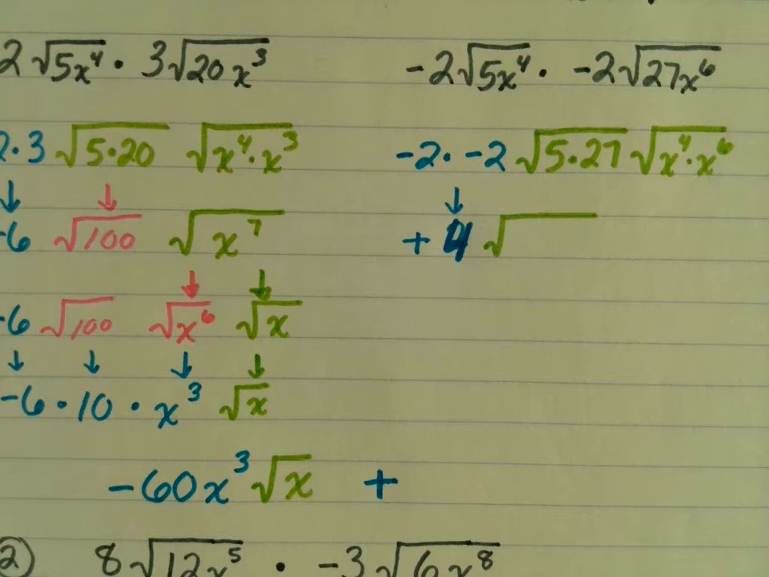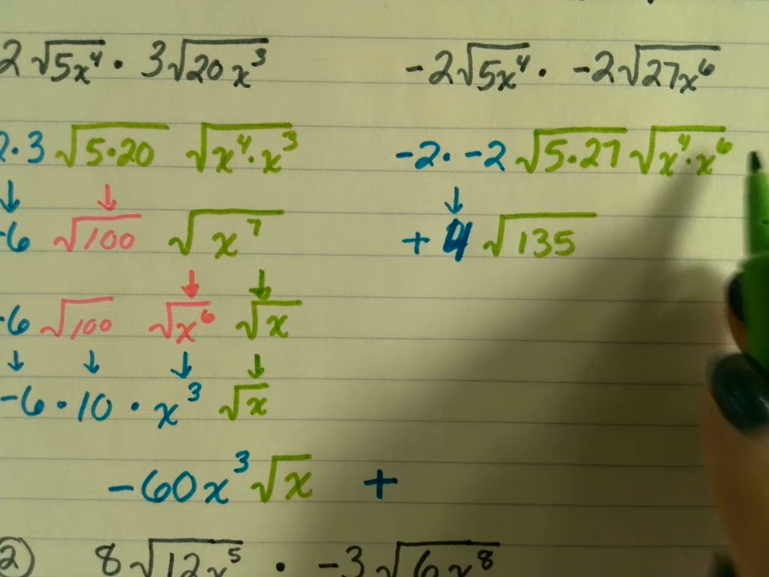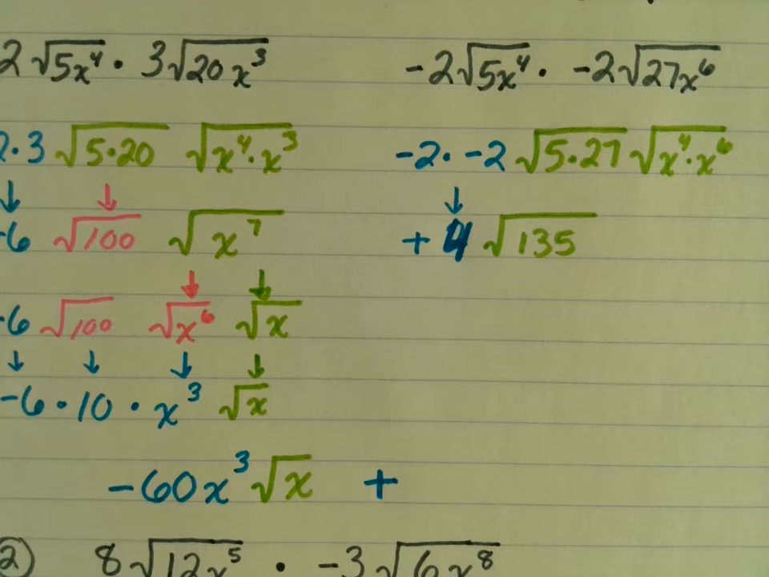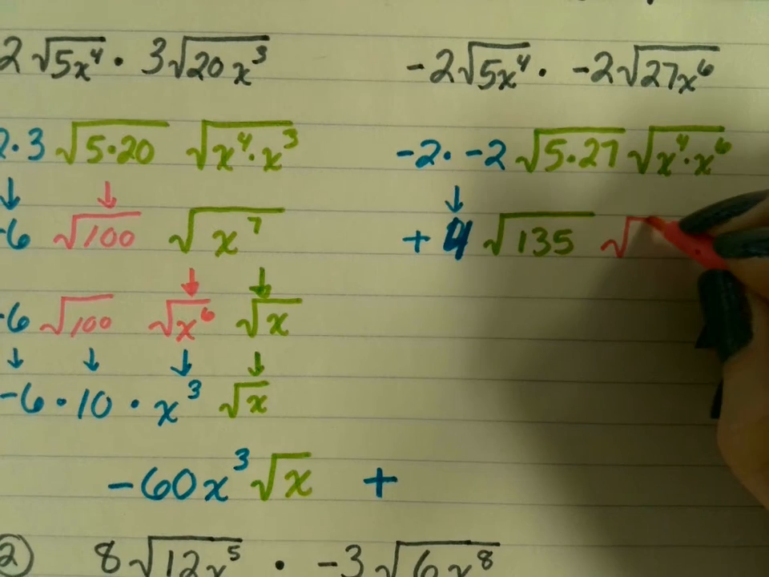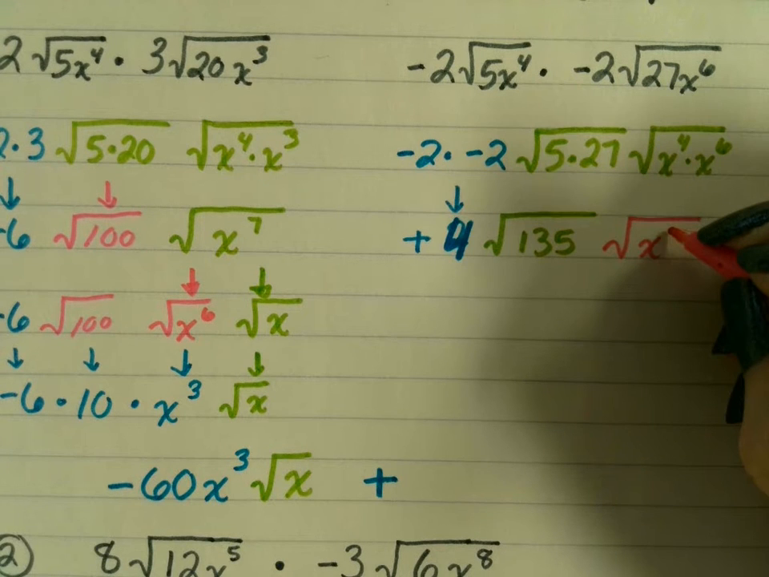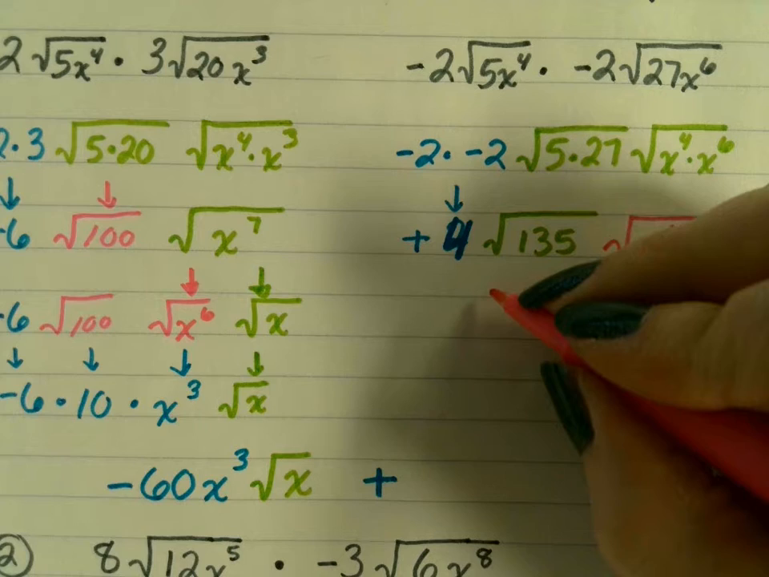What about x to the fourth times x to the sixth? X to the 10th, perfect or not perfect? Perfect, so we're going to go ahead and put it in pink. I'm going to get x to the 10th. Okay, 135, let's go ahead and break 135 up. What perfect square does go into 135?